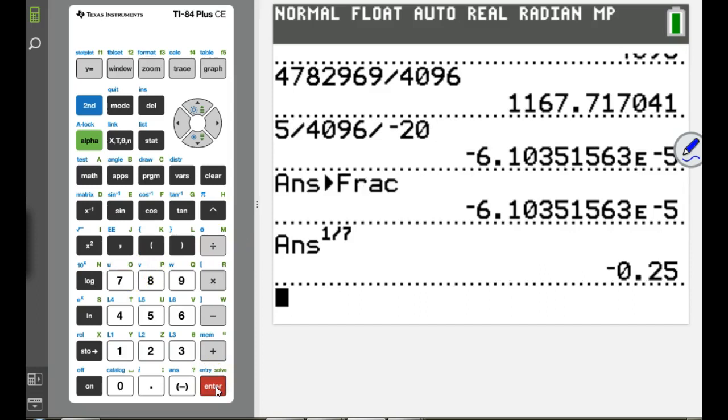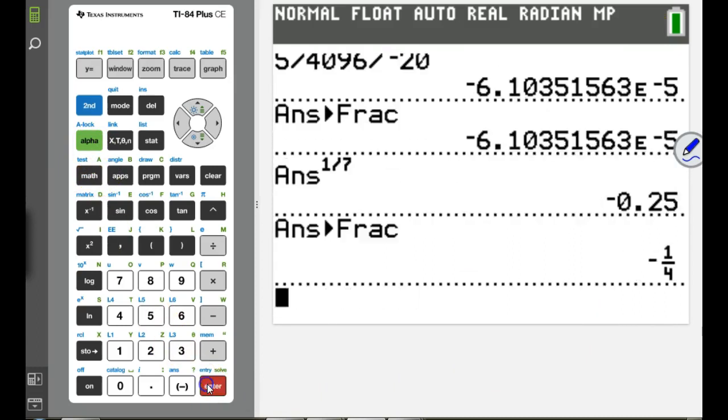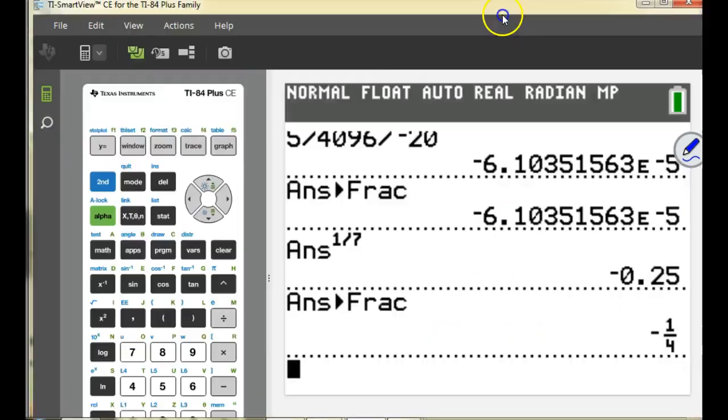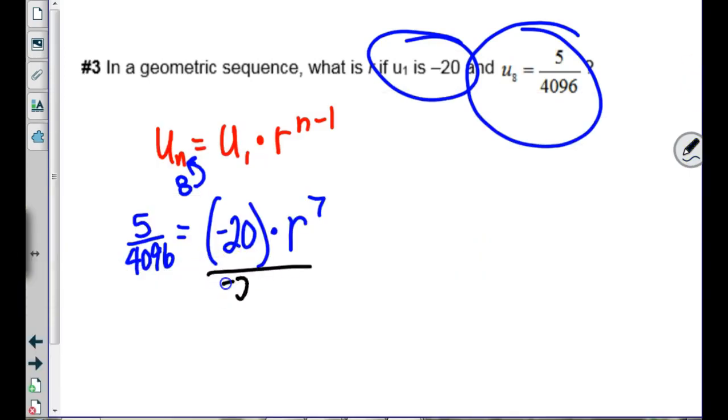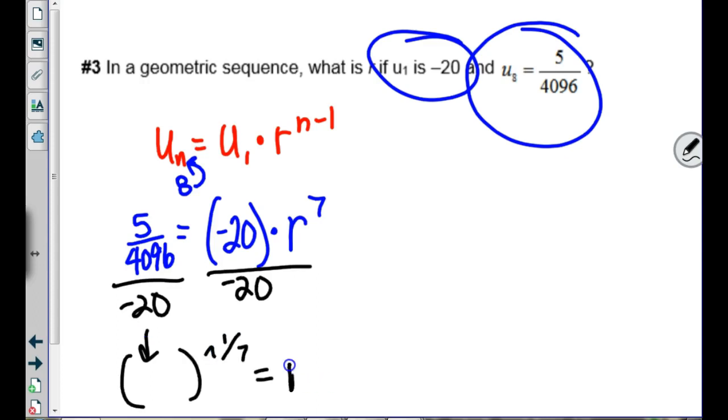It's really messy. Oh, look at that. If I left it all in my calculator, it just came out negative 1/4 or negative 0.25, either of which is exact. Okay, so we divided by negative 20 and got a mess. And then we took that mess to the 1/7 power and got r. R was negative 0.25 or negative 1/4. Could we check this?